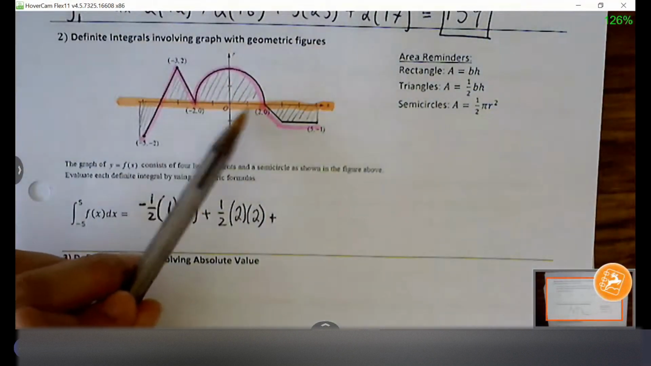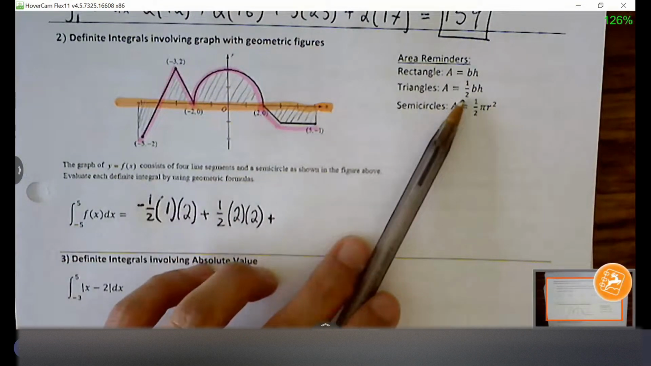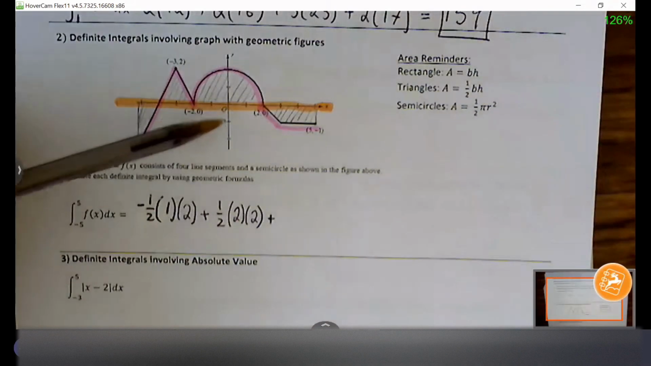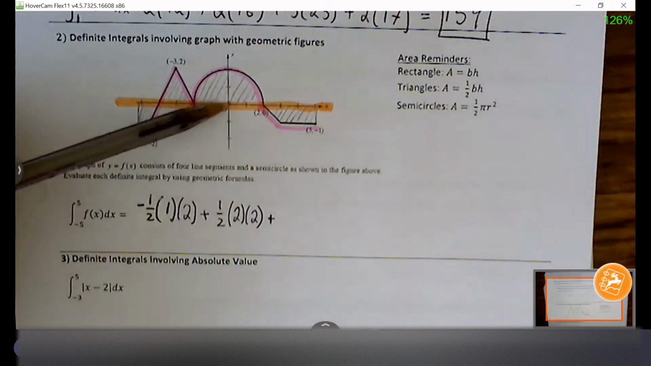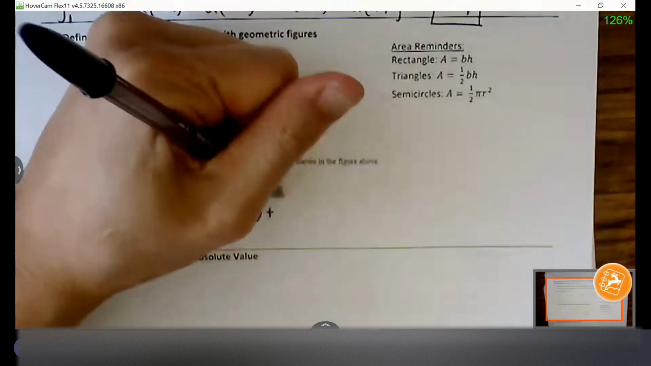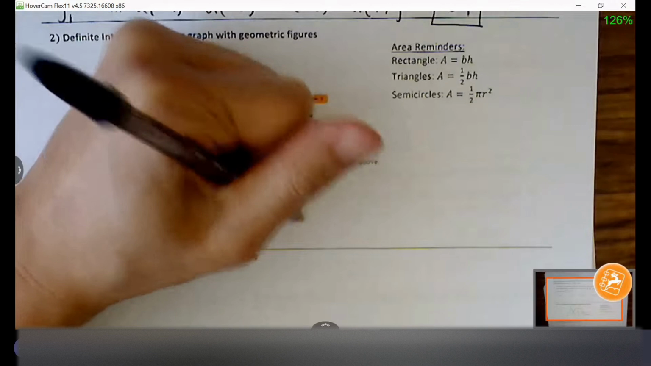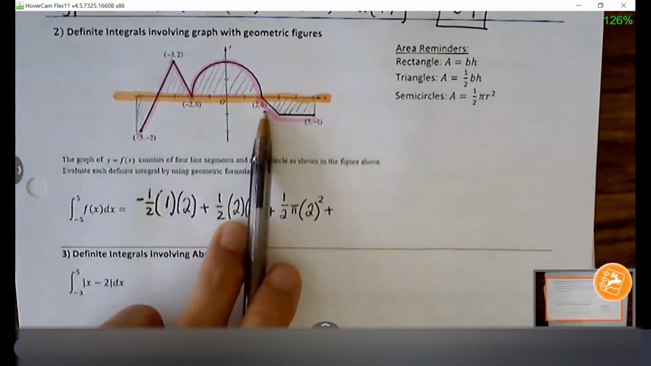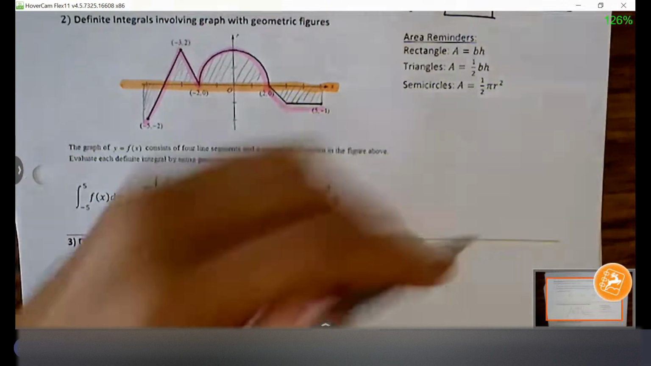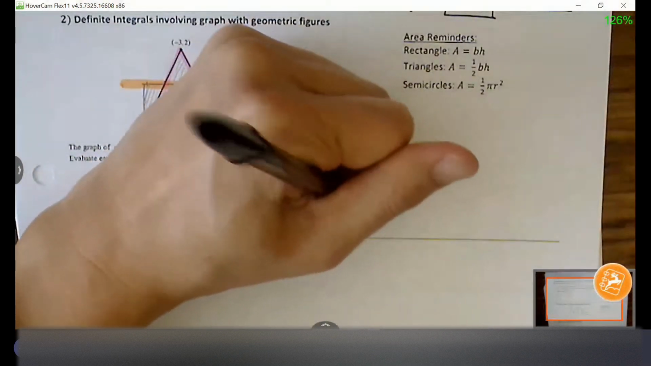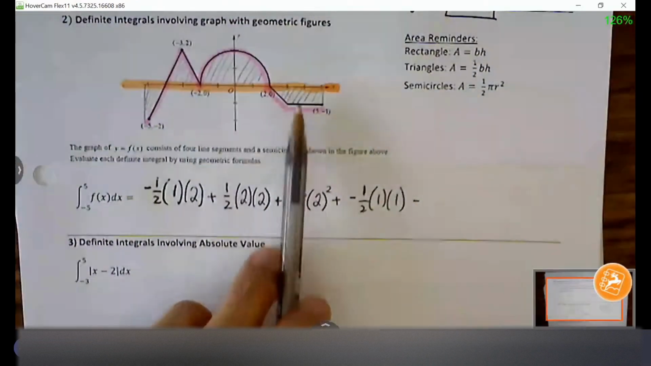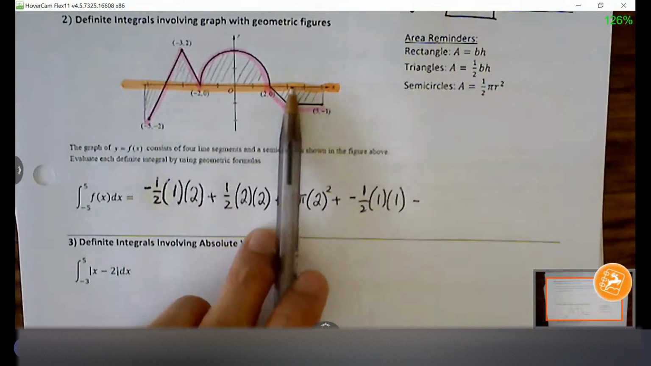We have a semicircle, 1/2 pi r squared. What's the radius of my semicircle? 2, yep. From the center to a point on the circle here, 2 units. Then the triangle below the x-axis, that's 1/2 base times height, but I need to make sure I have a negative there. And finally, my rectangle here, width times height.